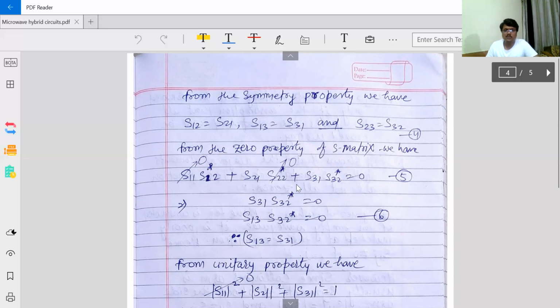So there are two properties of unitary matrix. There is one property, there is a zero property. In the zero property, what is the condition?